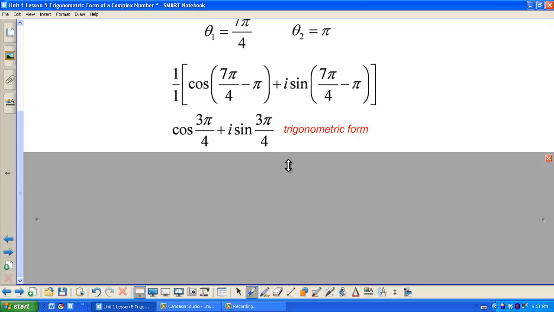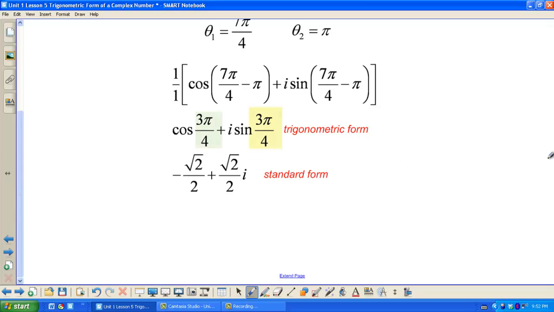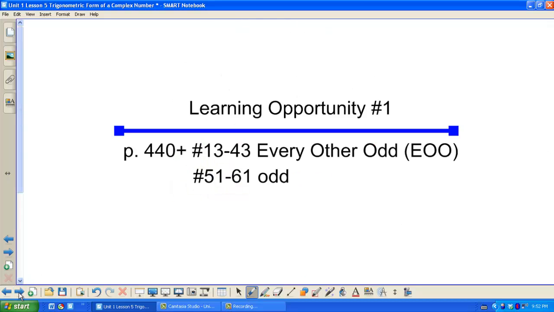But just to kind of wrap this back to what we did earlier, if I would evaluate the cosine of 3 pi over 4, which is negative root 2 over 2, and evaluate sine of 3 pi over 4, which is positive in the second quadrant, which is root 2 over 2, this would be its equivalent standard form.